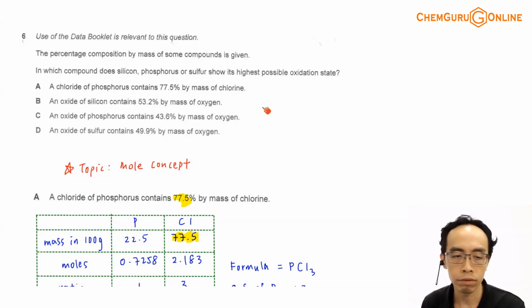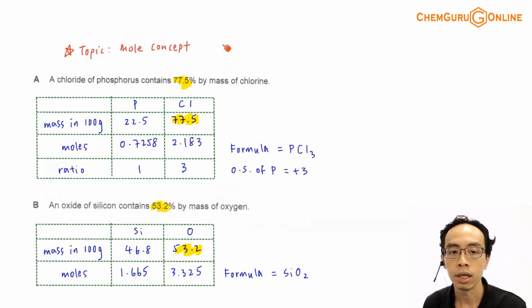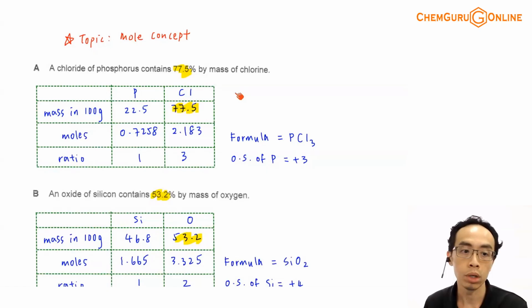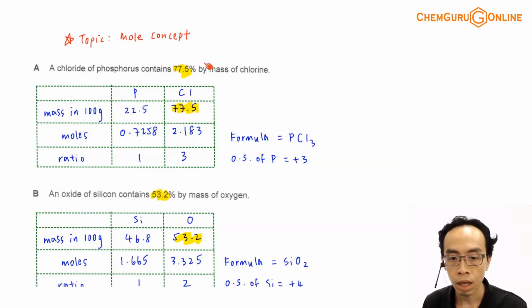Now, the calculation is actually not very difficult. It's under mole concept. Based on the mass analysis, based on the percentage mass of the two elements, I work out the number of moles and I work out the ratio, try to figure out the formula of the compound, and then from there I can figure out the oxidation state involving phosphorus, right?